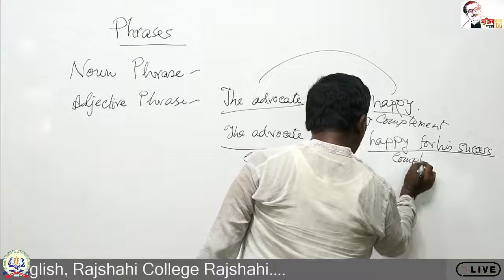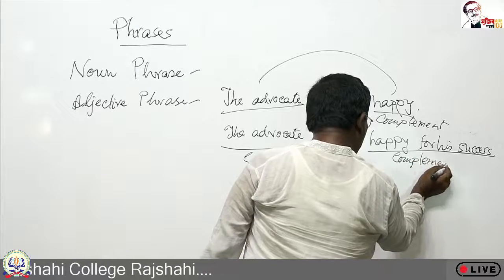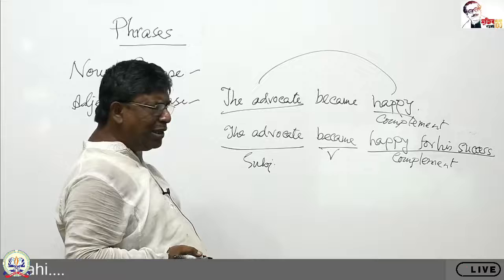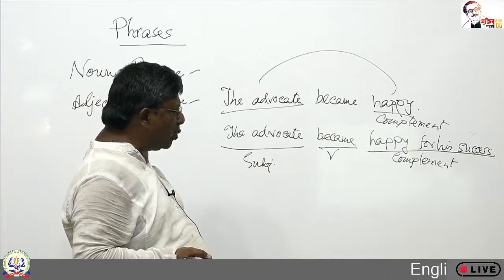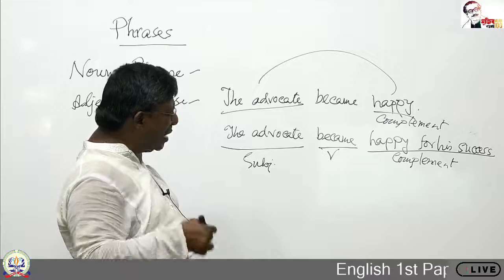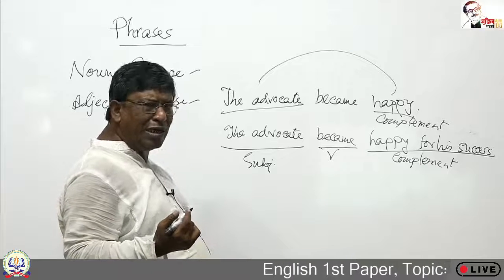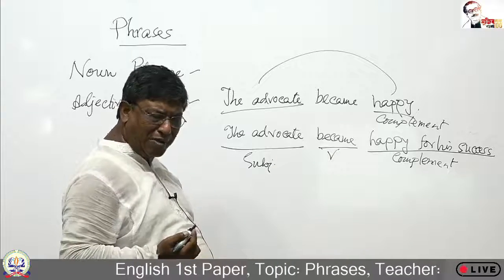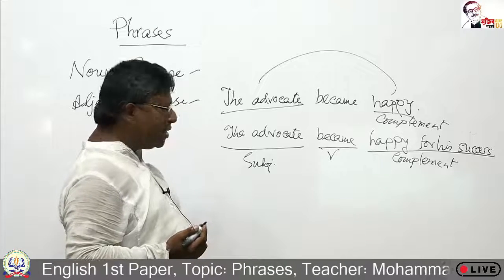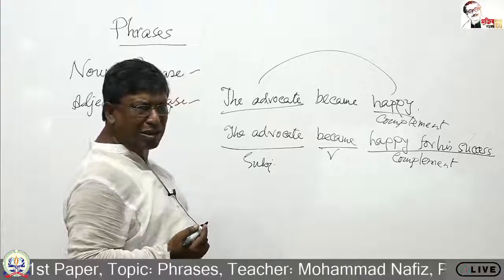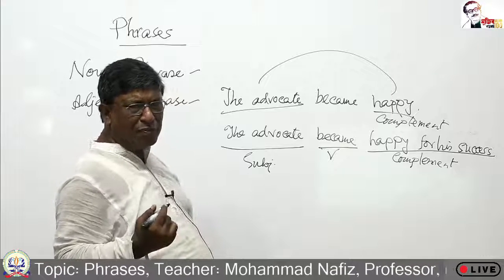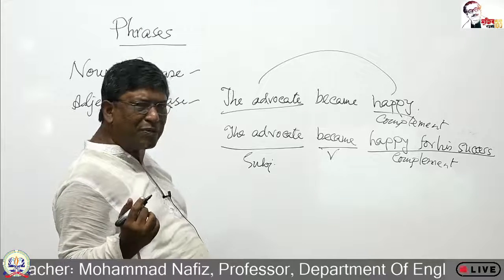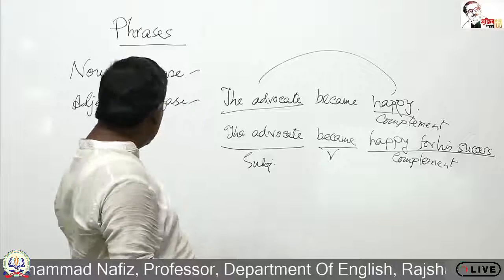Now, you see, the complement happy in the previous sentence has only one word. Therefore, we call such expressions in a single word a part of speech. Here, happy is an adjective. And when we extend the sense of the adjective, happy for his success, he is thirsty. Thirsty is an adjective. He is thirsty for water. Thirsty for water is an adjective phrase functioning as the complement in the sentence.